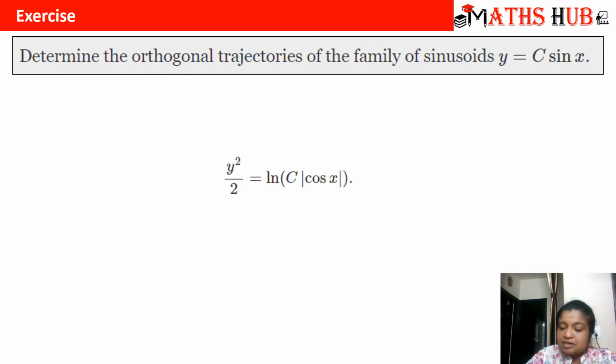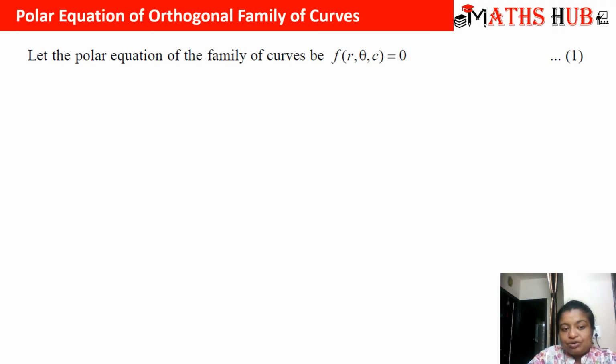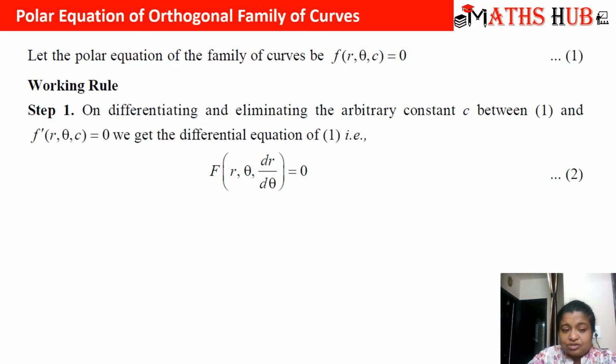Right? But when the coordinate system changes, if we have a polar system, that is, when the family of curves contains the variables r and theta, then how do we calculate the orthogonal trajectories? So you will be given a function in terms of r, theta and a constant. First of all, we have to calculate the differential equation. So we'll take the derivative of r with respect to theta and we will frame a differential equation in r, theta and dr by d theta.